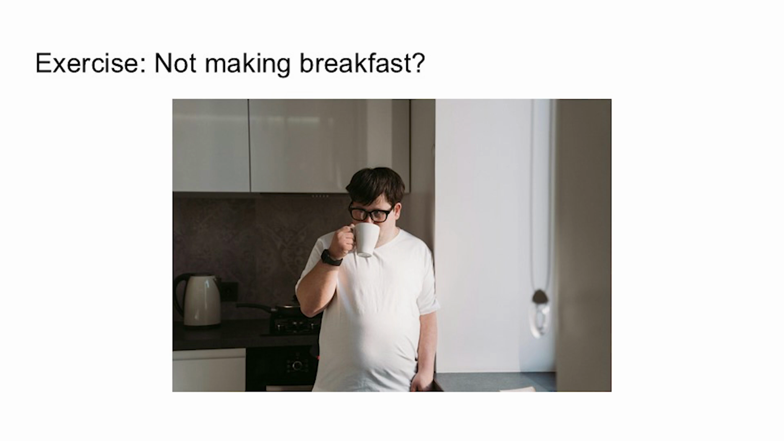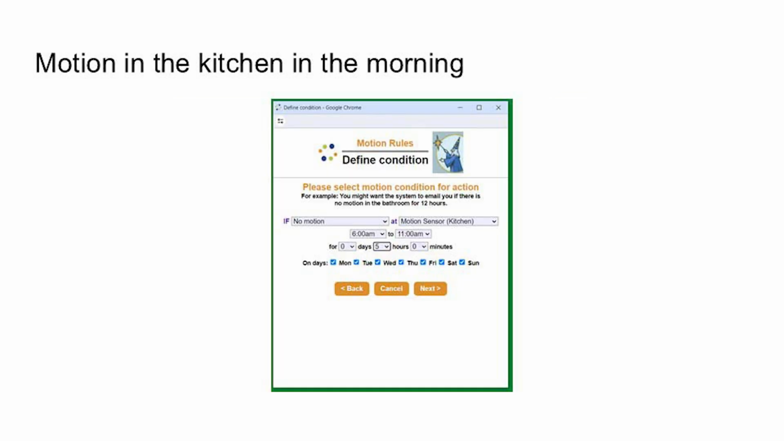This particular exercise, the concern is we want to know whether this particular member is making breakfast. And so I'll just pause here for a moment to give you a chance to think about how you might set up a condition and what condition you might be interested in looking for. This time, what you could do is check for no motion at a particular sensor in a specific time. So as an example, if there's no motion within 6 to 11 a.m. for that 5-hour period, then that could be an indication that this person hasn't made breakfast yet.